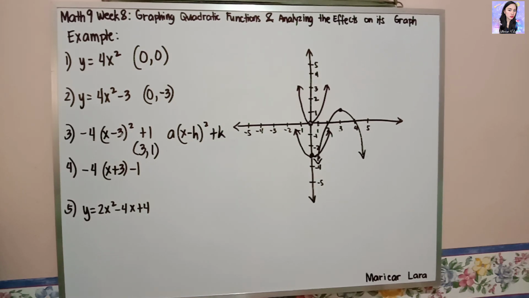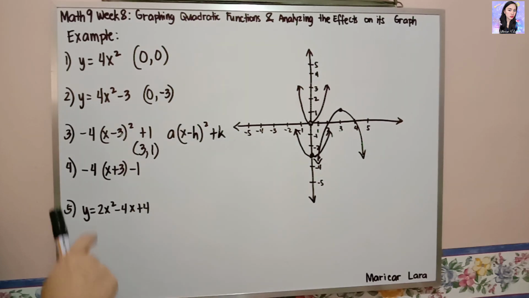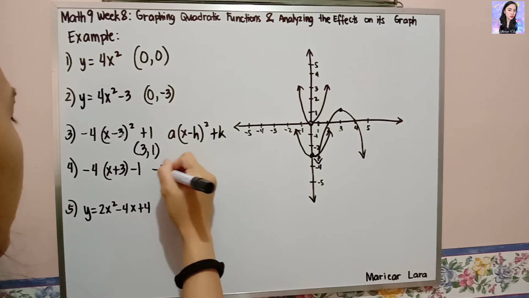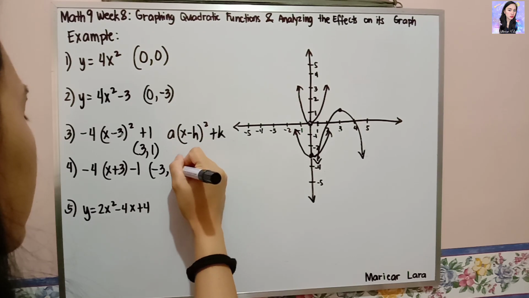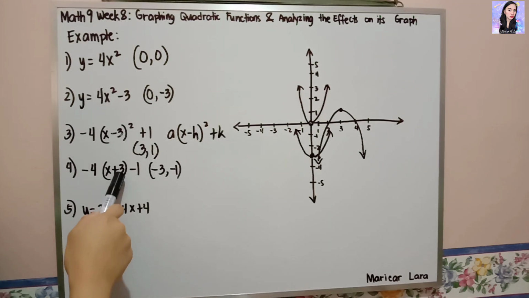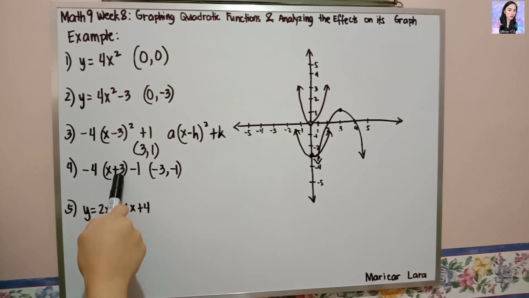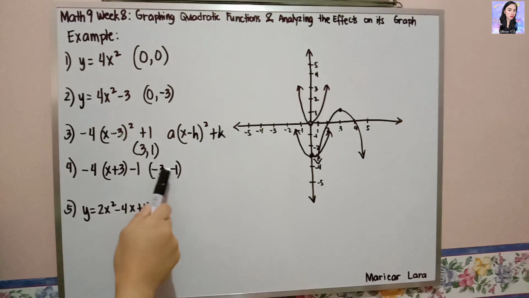And then next, number 4. Same siya ng form sa number 3. Pareha silang vertex form. Ang pinagkaiba lang ay yung sign dito. So, ito ay magiging negative 3 and negative 1. So, kung ano yung nasa h, since ito ay minus h, papalitan nyo yung sign. So, kung negative, gagawin positive. Kung positive, gagawin negative. Yung nasa k naman, kokopyahin nyo lang. Kung ano yung nasa k, kokopyahin lang.